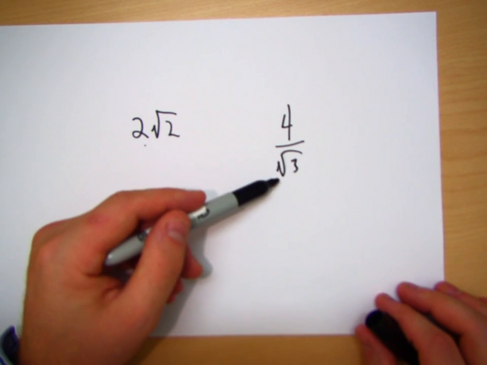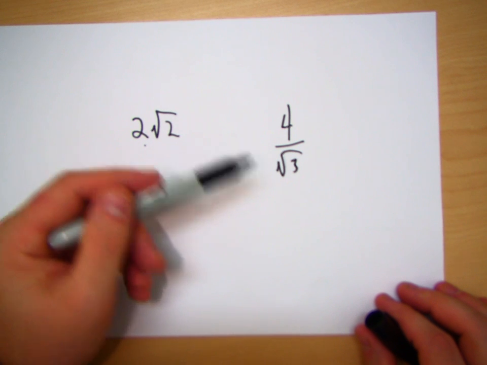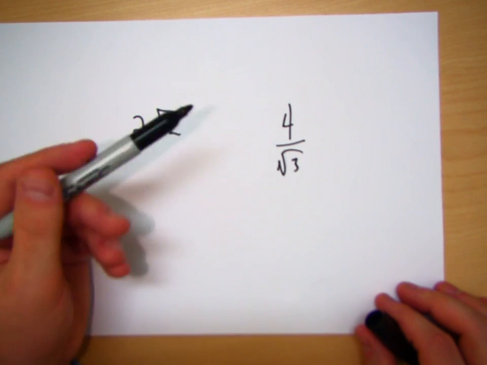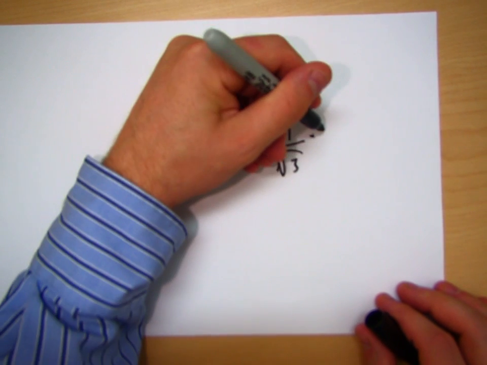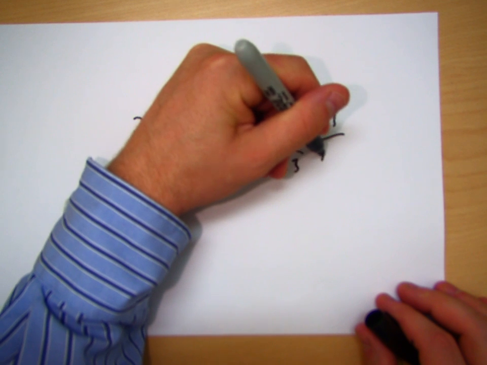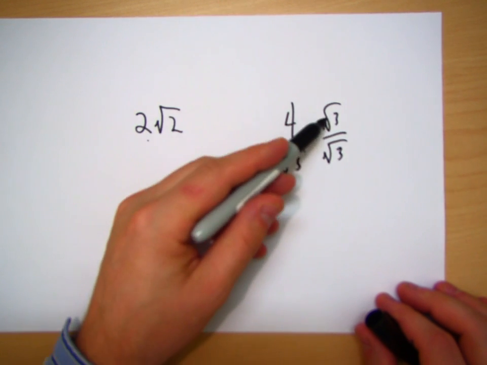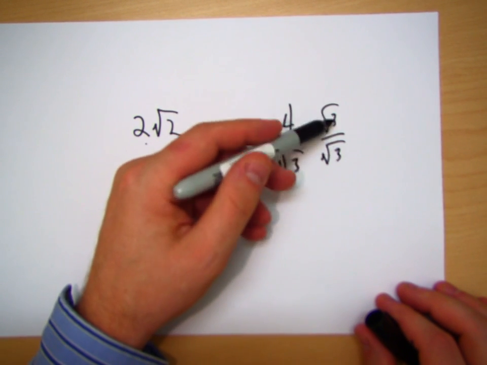What we do is we multiply by 1, because if you multiply by 1, you don't change the number. Now, if I'm going to multiply by 1, I'm going to multiply by root 3 over root 3. Now, root 3 over root 3 is the number 1. It's just dressed up a little differently.